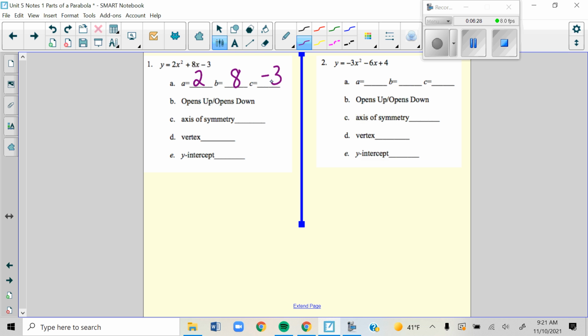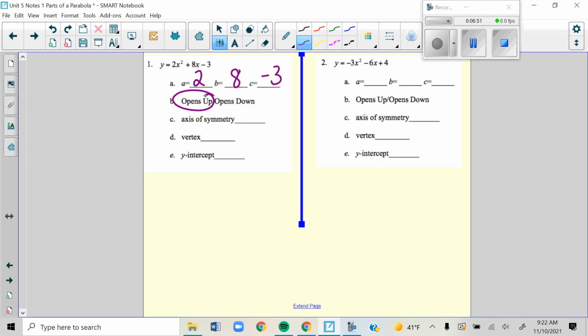We want to know if this opens up or opens down. So a reminder, you have to look at your a value. Is my a value positive? It opens up. Or is my a value negative? It's going to open down. And you'll see that my a value is positive, so this is going to open up. Okay, then we have to find our axis of symmetry.